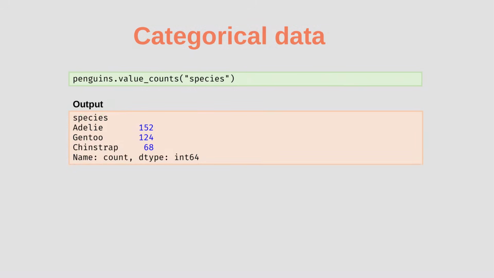A common question when working with categorical data is, how many data points fall into each category? Let's say we're looking at different penguin species in our dataset. To find out how many penguins there are for each species, we can simply select the species column and use the .value_counts method from pandas. This gives us a breakdown of how many times each species appears. It is super useful for understanding the distribution of categories in our data.